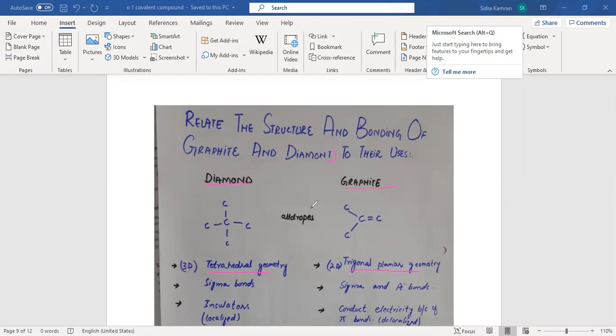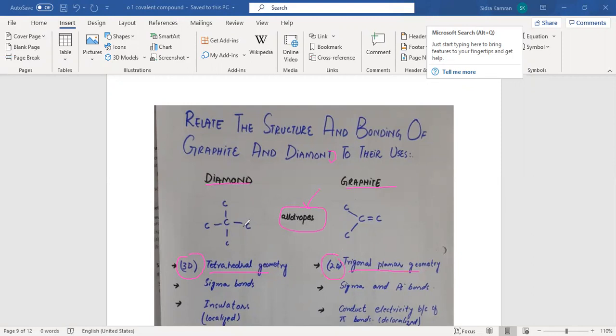They both are basically allotropes. Allotropes are elements having two or more physical states. Both diamond and graphite are made up completely of carbon but have different physical states. That's why they are called allotropes of each other. Diamond has tetrahedral geometry with a 3D structure, and graphite has trigonal planar geometry with a 2D structure.